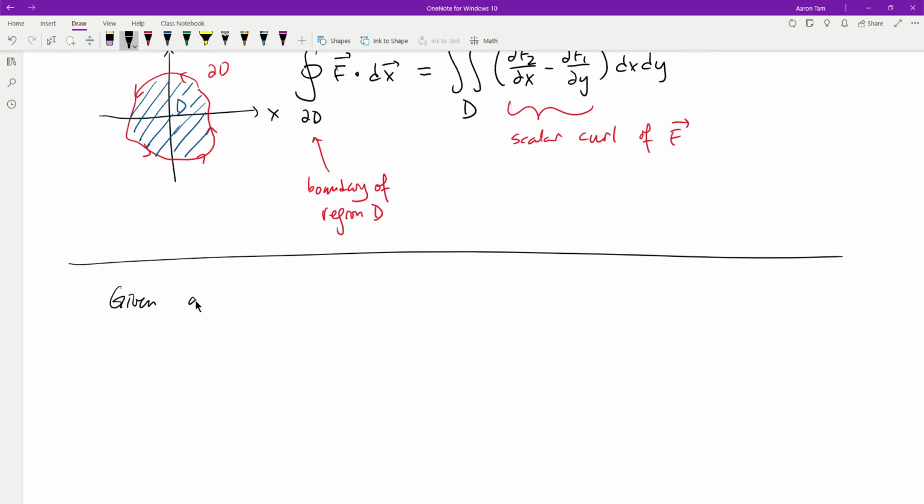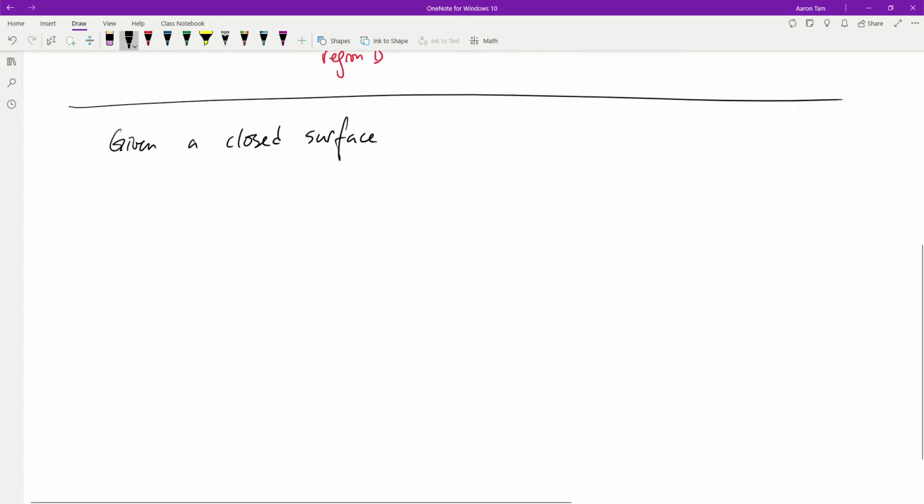Let's say given a closed surface. I'm going to call this closed surface S, letter S for surface. So what's considered a closed surface? A closed surface S in R3 would be a surface that completely encloses a solid in R3. So it's more like the surface of a solid. Okay? So examples of a closed surface.